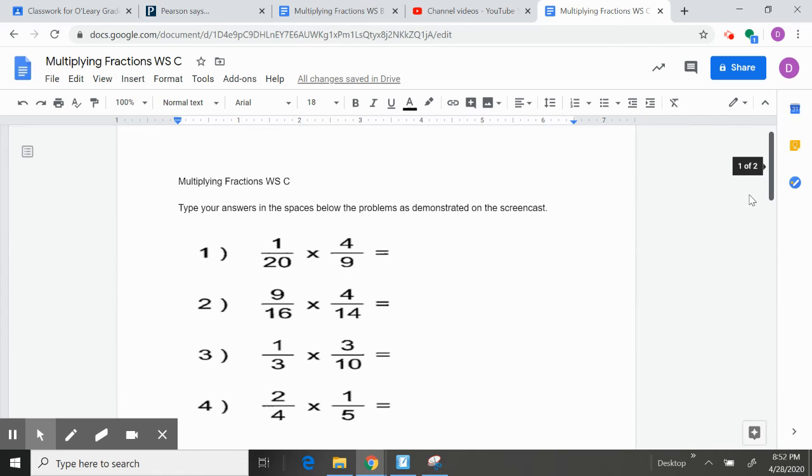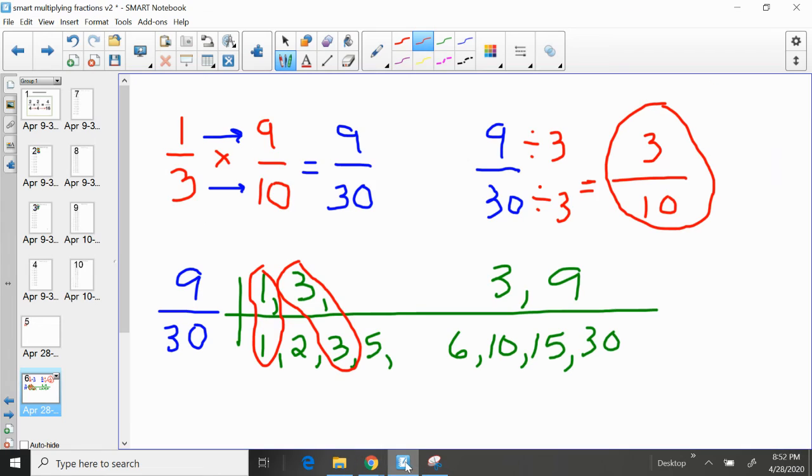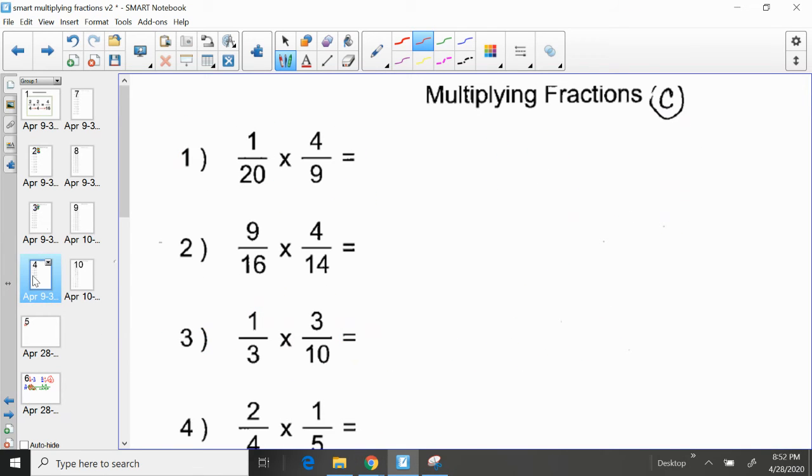I'm going to show you just how to do just one of them today, but we're going to use this paper here. 1/20 times 4/9. Okay, so I'm going to multiply across the top my numerators. 1 times 4 is 4. And down the bottom, 20 times 9. 20 times 9 is 180.